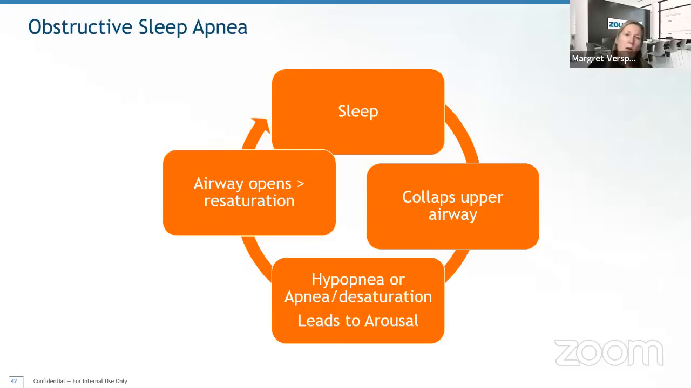But what we are talking about is obstructive sleep apnea. And when we want to diagnose patients, what does obstructive sleep apnea mean? What do we see in a patient? Actually, this is what we see.